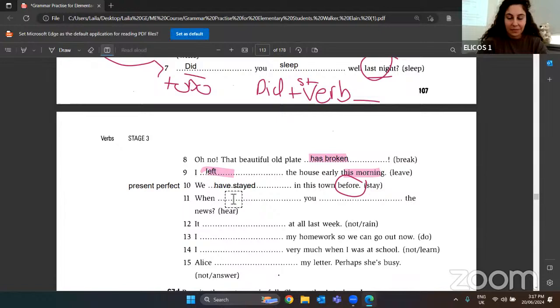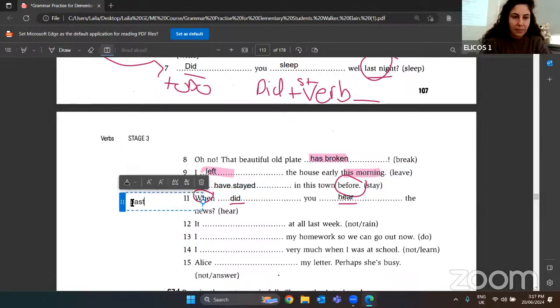When did you hear the news? Yeah, so when did you hear the news? So when we're asking with a time, with the word when, because we want to know exactly, this one is the past simple.